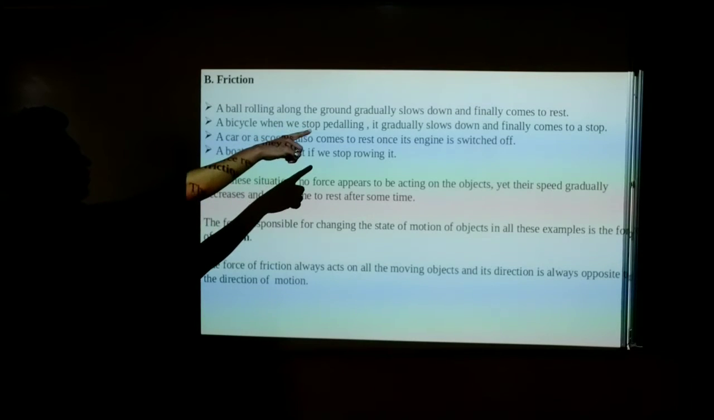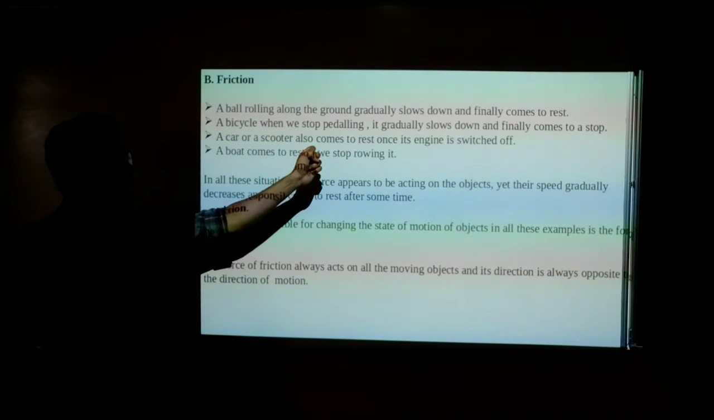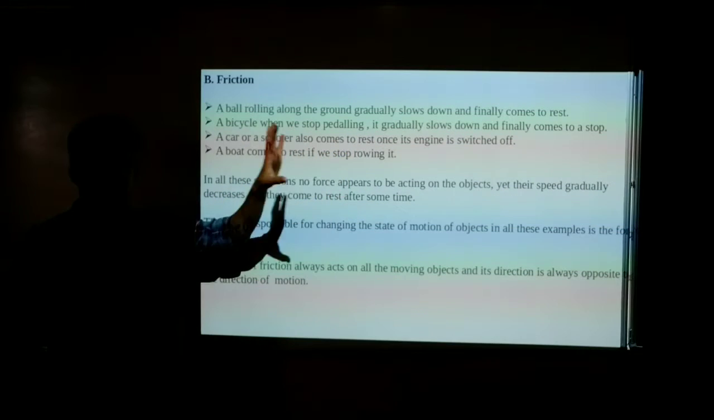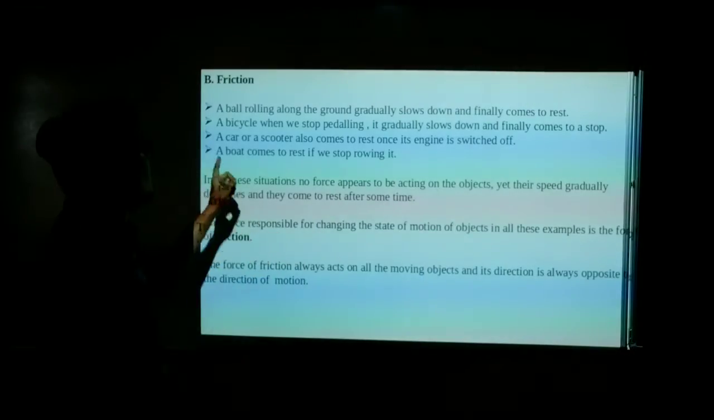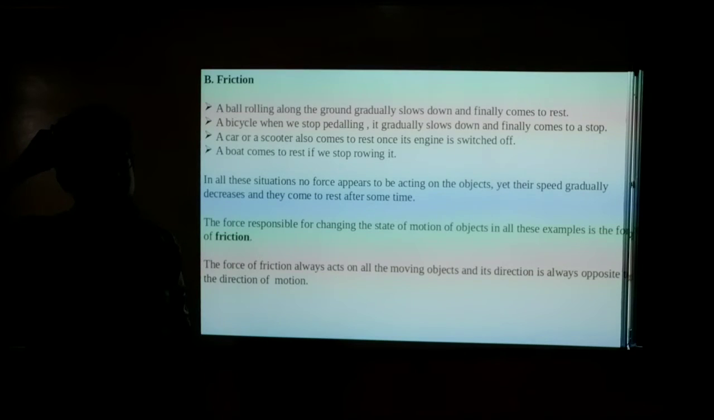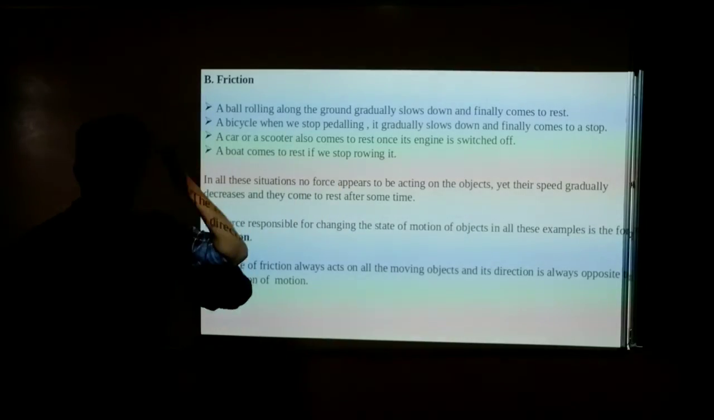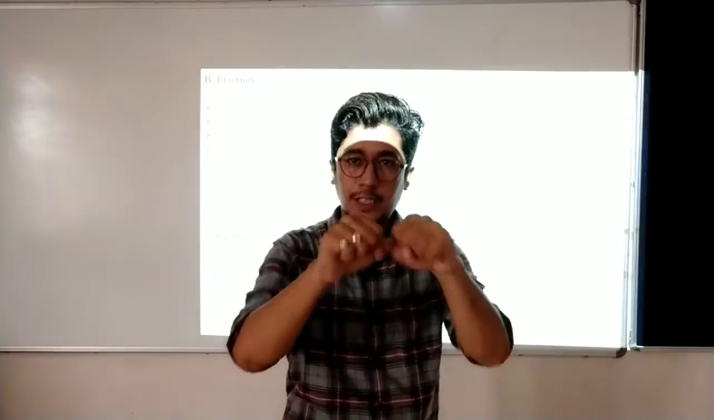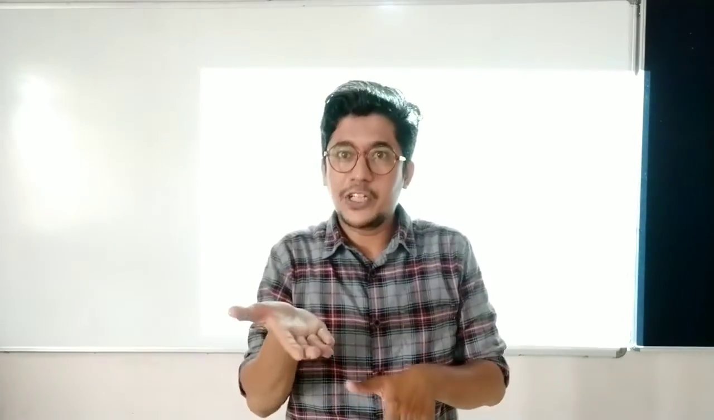So a ball rolling along the ground gradually slows down and finally comes to rest. Have you understood? A bicycle, when we stop pedaling, gradually slows down and finally comes to a stop, because of friction between the road and the bicycle. A car or a scooter also comes to rest once its engine is switched off, again because of friction between the tires and the road. Fourth, a boat comes to rest if we stop rowing it. Rowing means paddling the boat. If you stop rowing, the boat will move to some extent and then stop, because there is friction between the water surface and the boat surface.